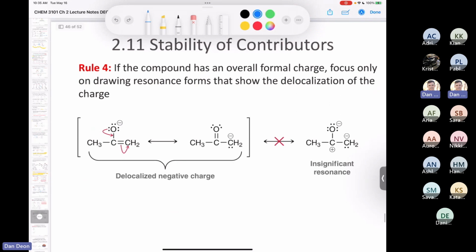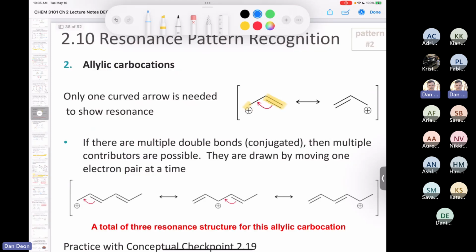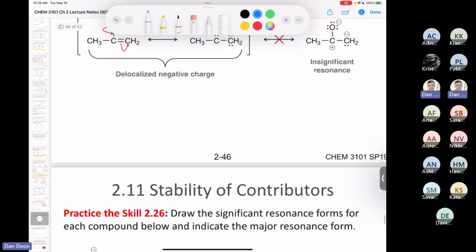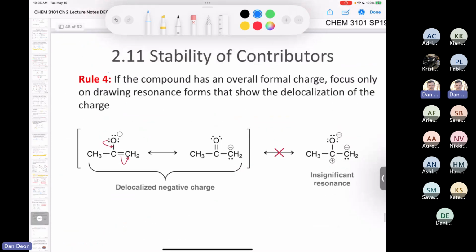Let's move on from there. Rule number four. It says if a compound has an overall formal charge, focus only on drawing resonance forms that show the delocalization of that charge. Put another way, don't make up more charges. Don't invent new charges out of nowhere. So that would be rule number four. Just don't create charges for nothing.